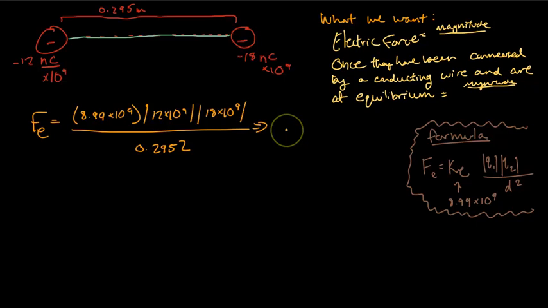And when we do that operation, we should get 2.231 times 10 to the negative 5. And this is our first answer.